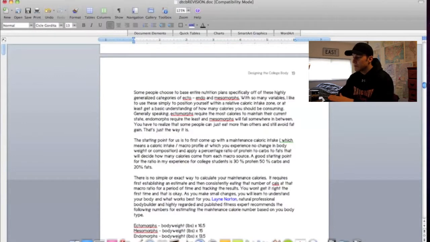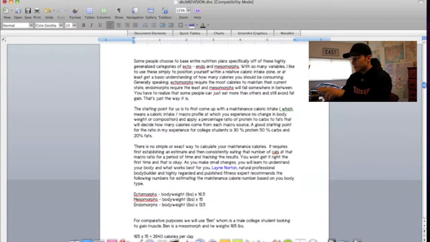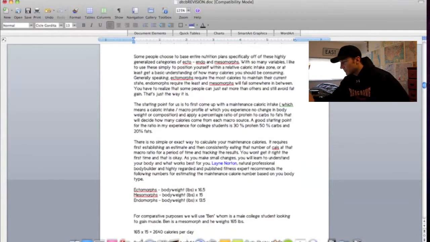He's got some pretty basic ways to estimate that, as you can see here in the document. What he says is, ectomorphs try body weight in pounds times 16.5 to calculate your maintenance calories. Maintenance calories are basically the amount of food you take in with your current activity levels that makes you stay the same weight, okay? So establishing your maintenance is your number one goal.